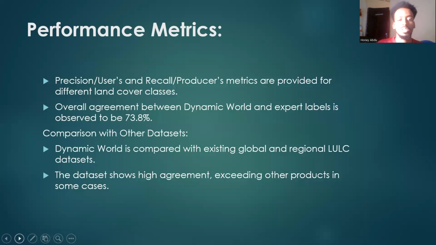Performance metrics. Now the question comes in: are the experts completely right? Not really, but we have a fairly good rate. 73.8% of the expert labels and the Dynamic World labels have correlated. So there's that overall agreement, which is a fairly good percentage.